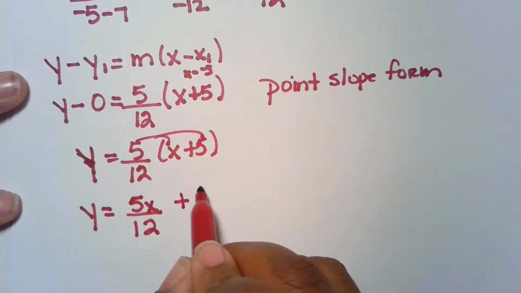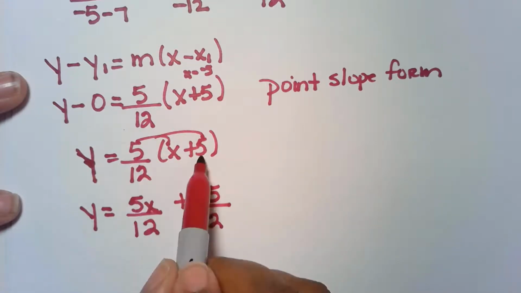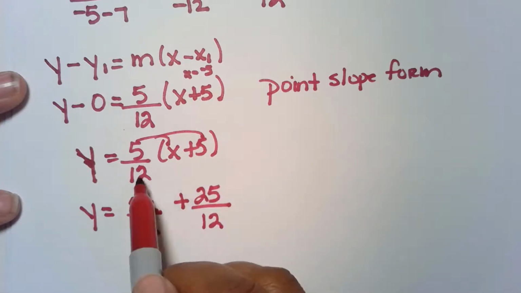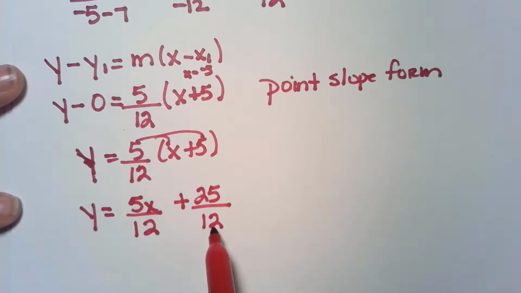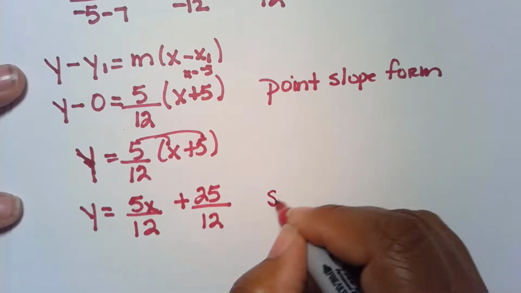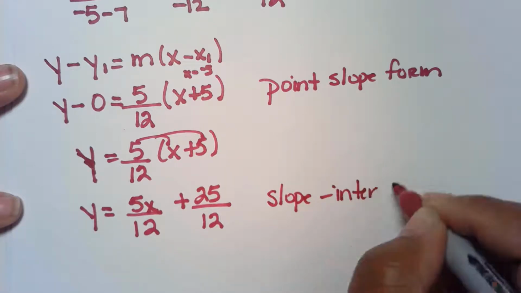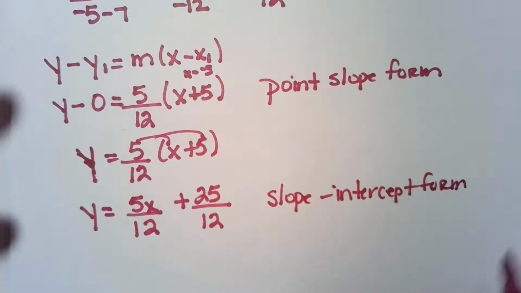That would give us 25 over 12, because we will multiply the numerator to the numerator. That is 25. And then the 12 times the denominator times the denominator. 12 times the 1, we have 12. So this is in slope intercept form. There we go.